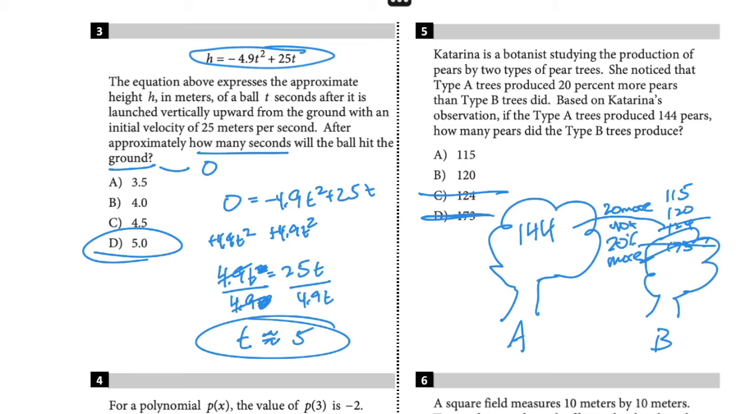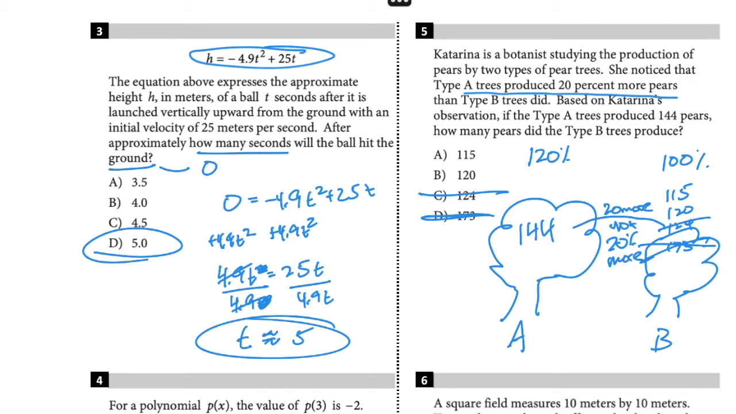Now, to figure out the correct way, if you did want to do it, is simply this. If A is 20% more, that means it's 120%. When something's 20% more or 50% more, you just add it to 100. If it's 20% less or 50% less, you subtract it from 100. So A is 120%, B is 100%.